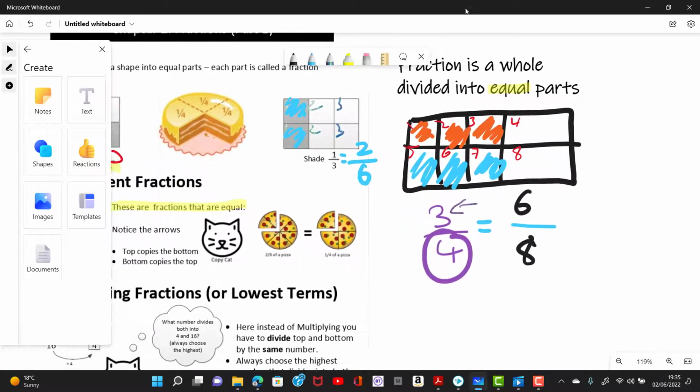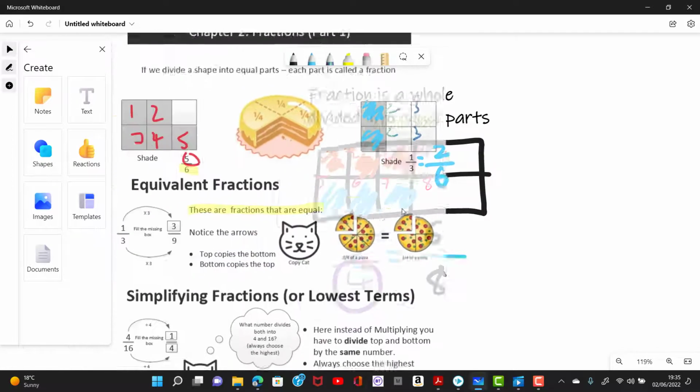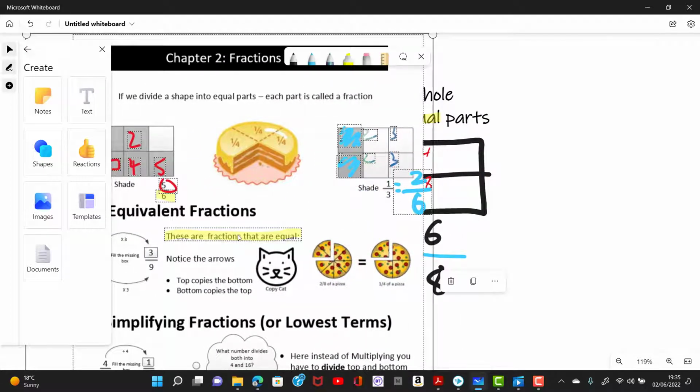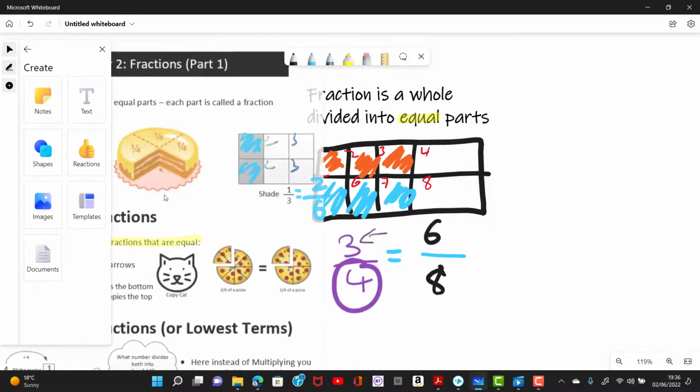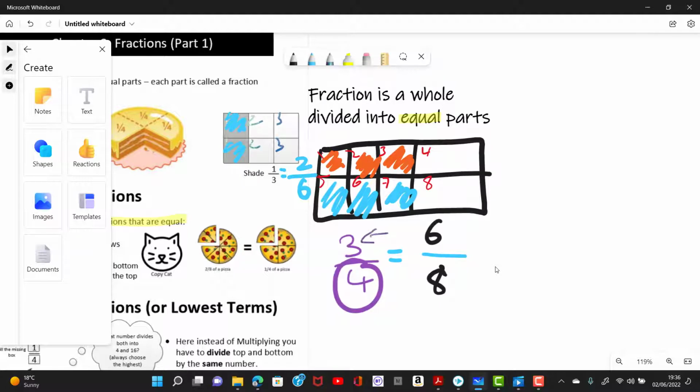Let's move on to the next bit. When we have 2 fractions that are the same, we call them equivalent fractions. If you're making notes, make sure you copy that: equivalent fractions are 2 fractions that are equal. Make sure you write those notes down. So here, 3 over 4 is equal to 6 over 8.